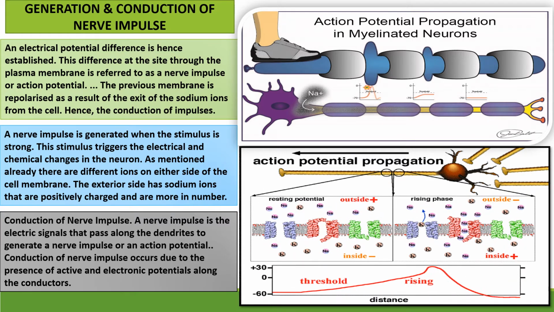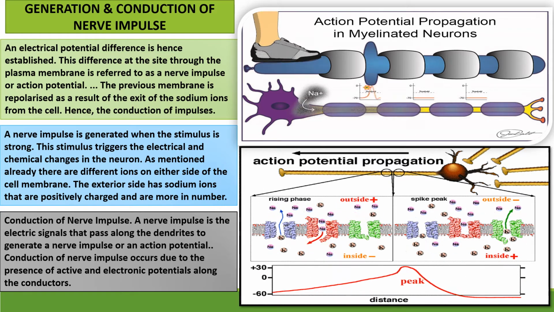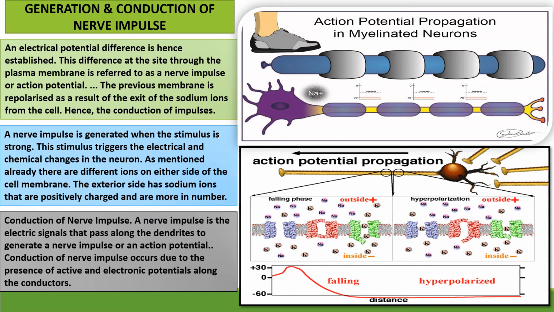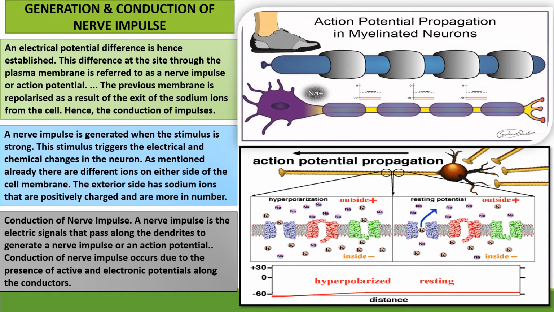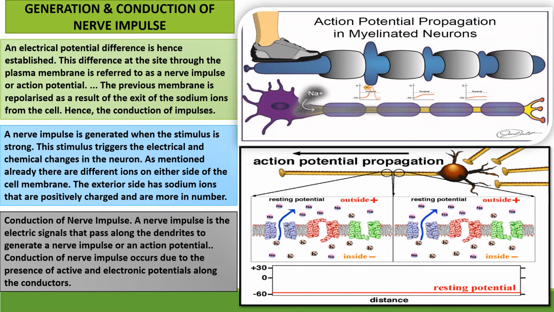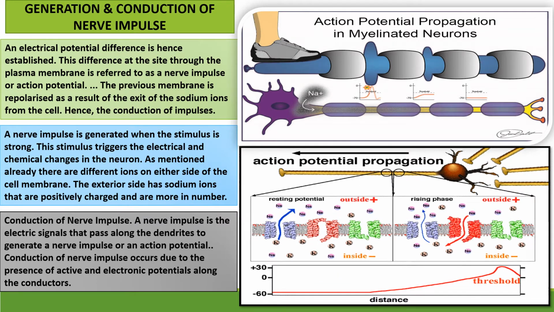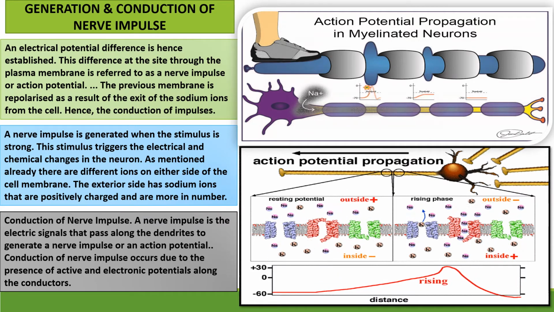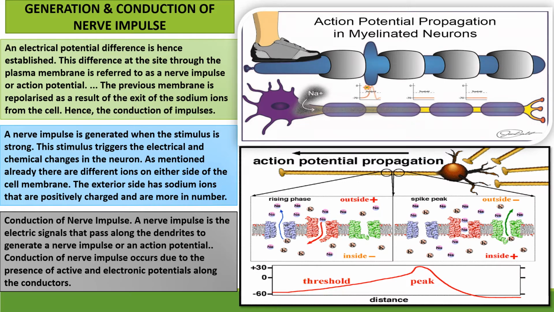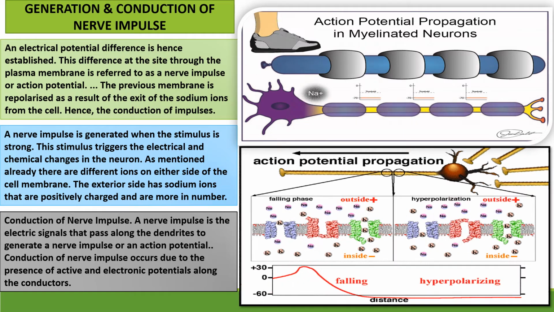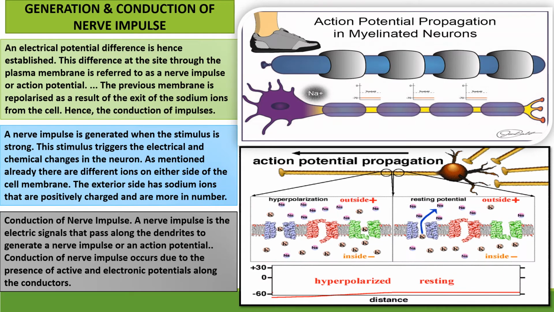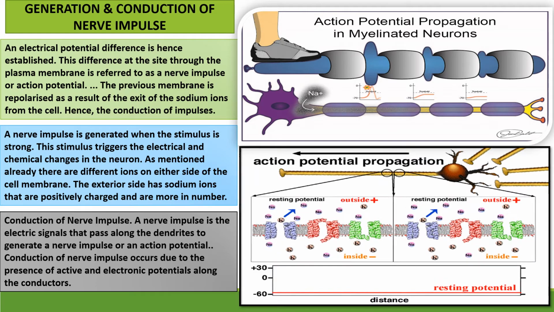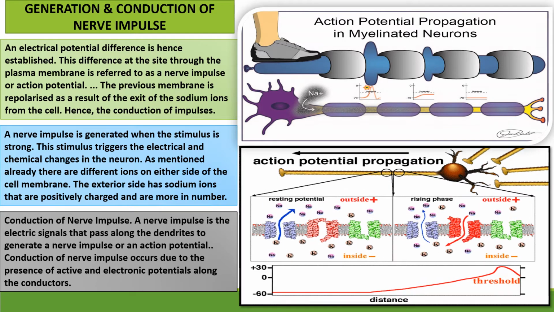Now the next one. Here also same case, spike peak happening, the hyperpolarization, resting polarization, arrow also has been given. And there one graph has been given, threshold level. This is the peak condition, this is the hyperpolarized condition, this is the resting phase, resting potential.